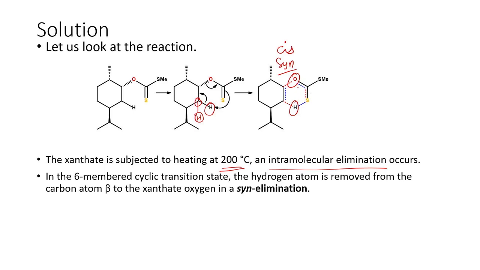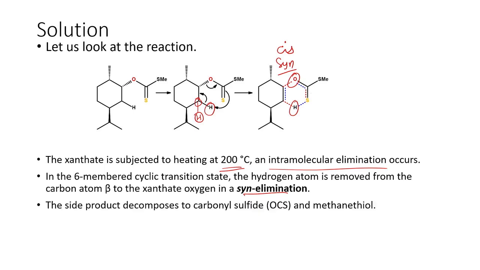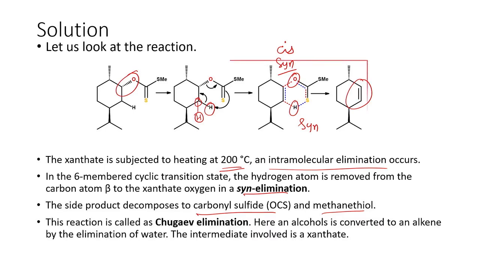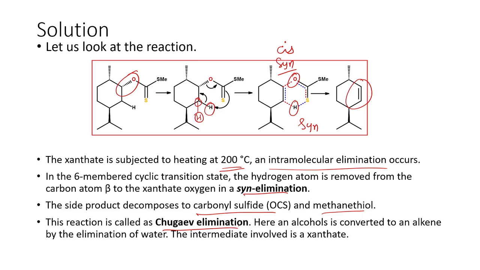So, this elimination is an example of a syn elimination, and in the final step that entire part is lost. So, we have the carbonyl sulfide and the methane thiol as the side products or byproducts formed, and our major product is going to be the alkene. So, this is basically a syn elimination of the hydroxy alcohol. We started with the menthol, similar to the menthol derivative. That hydroxy group is lost to give the alkene compound here, and this reaction is called the Chugaev elimination. Here an alcohol is converted into an alkene via the involvement of a xanthate. So, this reaction is an example of an elimination reaction.